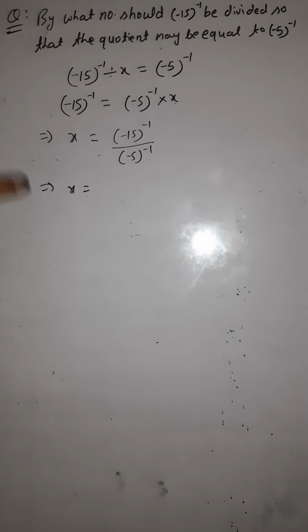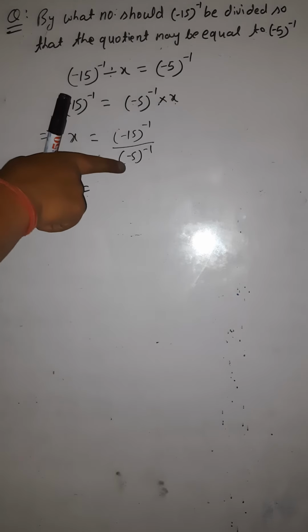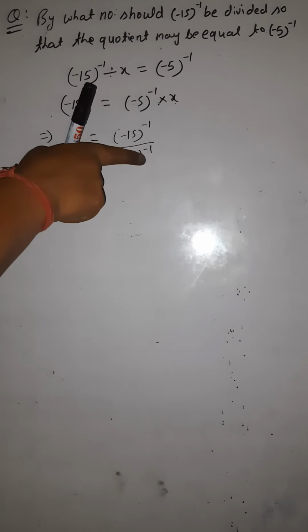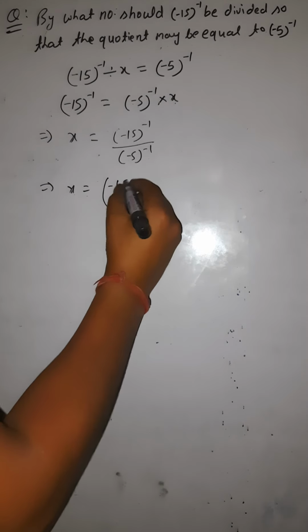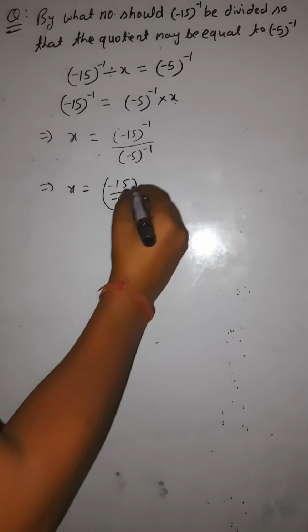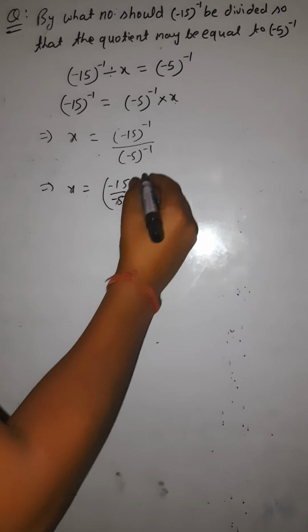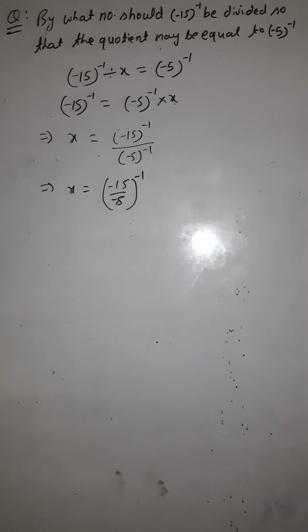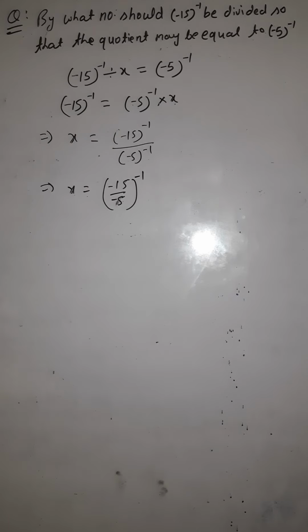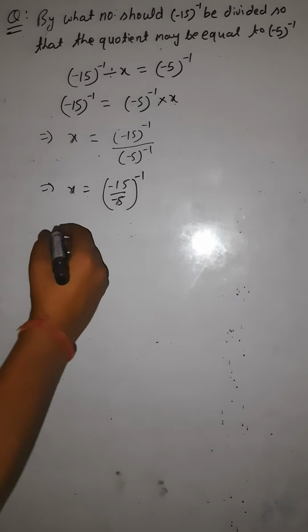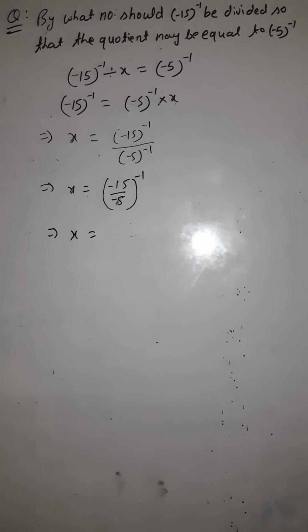What was the formula? The formula was: if the bases are different and the powers are the same, then you can write this as minus 15 by minus 5 whole raised to the power, how much would there be? Minus 1. Are you getting this? Because both have the same exponent here, so you can write it once there. Okay, so now if you see, this x would be equal to how much?